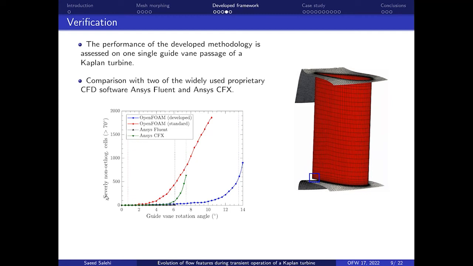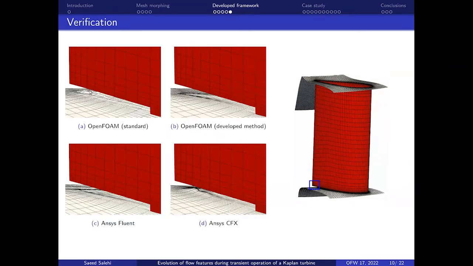As you can see, this is the number of non-orthogonal cells, and by non-orthogonal cells I mean the cells with non-orthogonality of more than 70 degrees. For Fluent and CFX, they grow very rapidly, and Fluent produced the first negative volume after 6 degrees of rotation, and CFX produced the first negative volume after 7.5 degrees. But our framework can rotate this guide vane up to nearly 14 degrees. Here again, you can see the deformation of the mesh near the clearance. The mesh with standard OpenFOAM, with ANSYS Fluent and ANSYS CFX is destroyed after some rotation, but with the developed method, it can further deform the mesh.